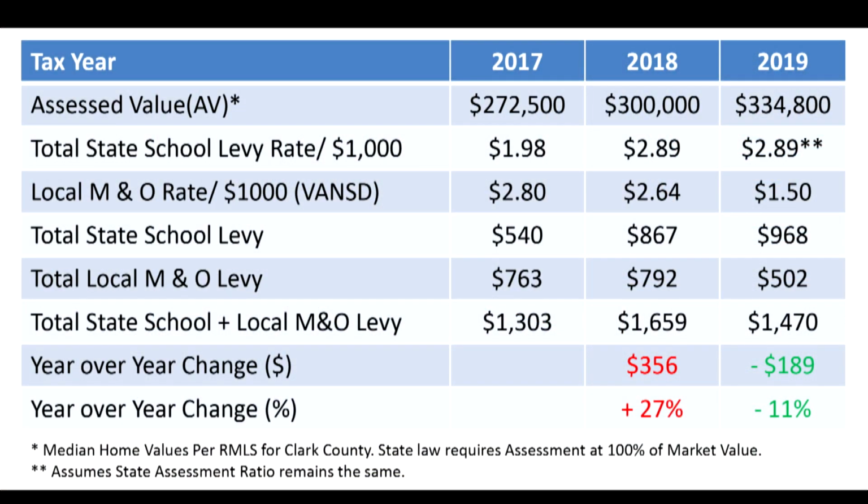Definitely. So assuming we continue to have growth in our market and our assessed values, in 2019 we might expect to see that same home have an assessed value of almost $335,000. That state school levy rate does not change. The maintenance and operation levy for the school actually becomes an enrichment levy, capped at $1.50, so that reduces that amount. So the state taxes would go up to $968 over the prior year. The new enrichment levy would reduce down to $502.